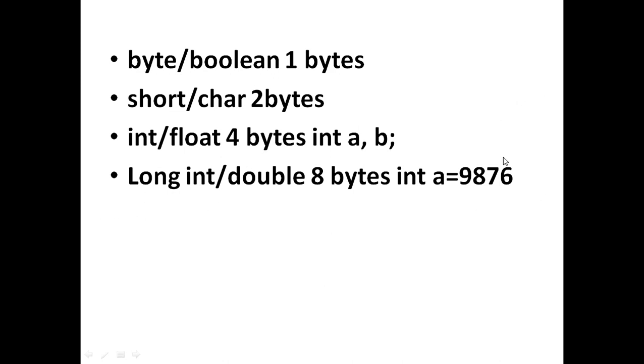Next, long and double are 8 bytes. This is the example: int a is 9876, but int and float are 4 bytes. We have int a, int b. This is the memory allocated for int, float, long, double, short, char, byte and boolean in these programs.